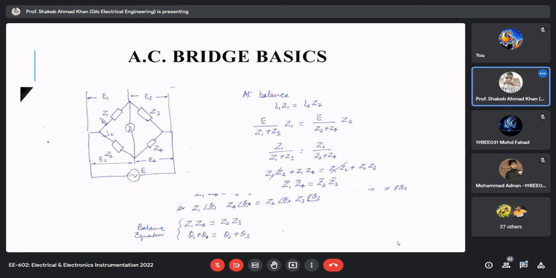Now, one more thing I want to tell, it was in my mind. Anyway, so AC bridge is much more complex.